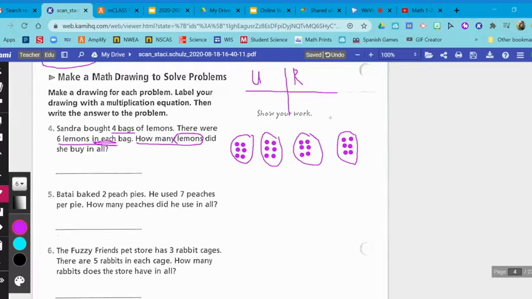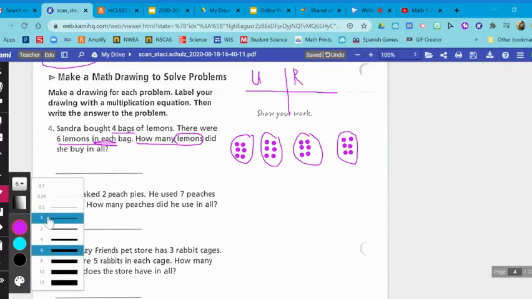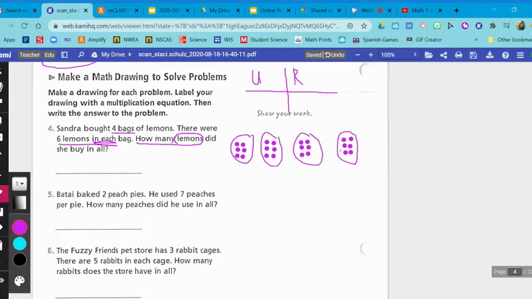Once you have this drawing, I have represented this problem by showing that there are 4 bags and there's 6 lemons in each bag. When I look at this, I think of it as 4 groups of 6. Now let me show you how we can represent this in an equation form here on the line, okay? I write it just like this.